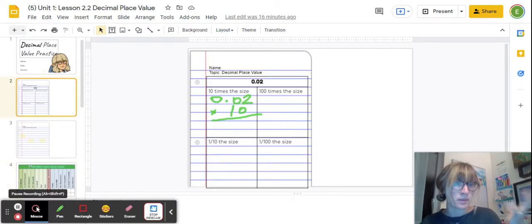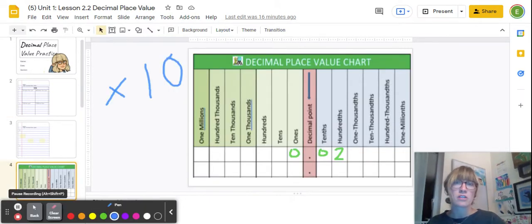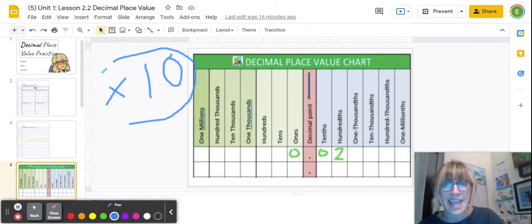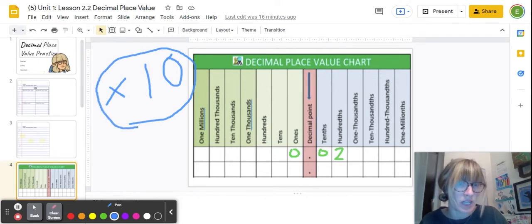So the first thing we want to parse through is the number that is 10 times the size of 2 hundredths. As we travel to our place value chart, we're going to multiply it by 10, or a power of 10, one place value spot. We know that we're going to end up with something bigger than 2 hundredths, and bigger in the land of decimals means that it's closer to 0.